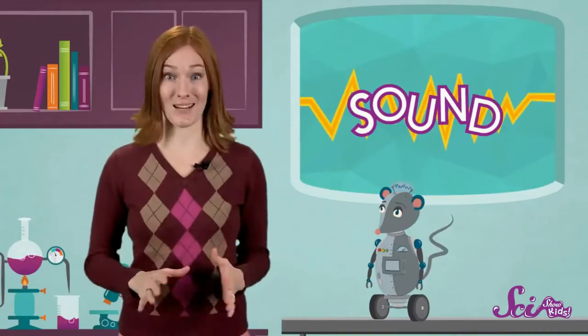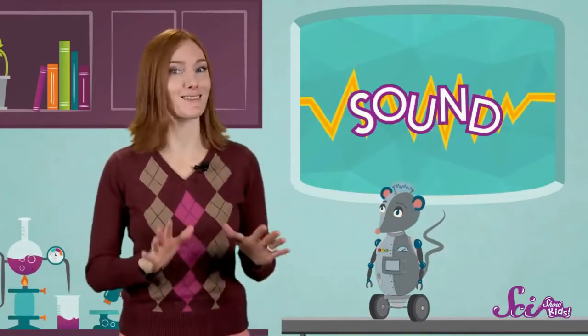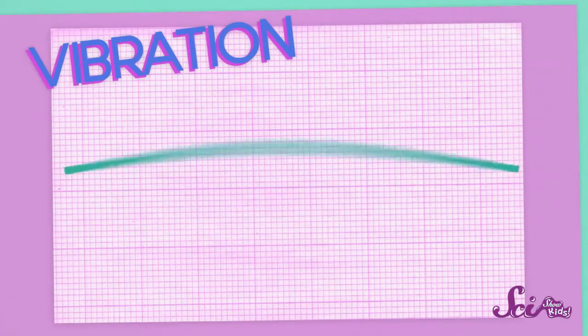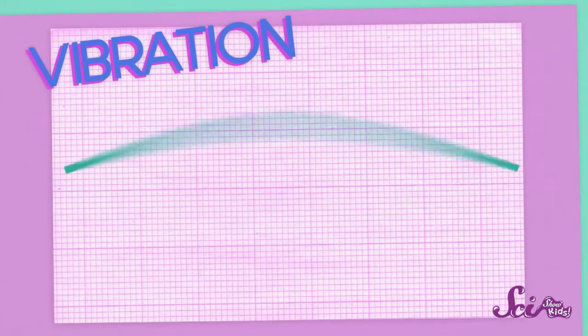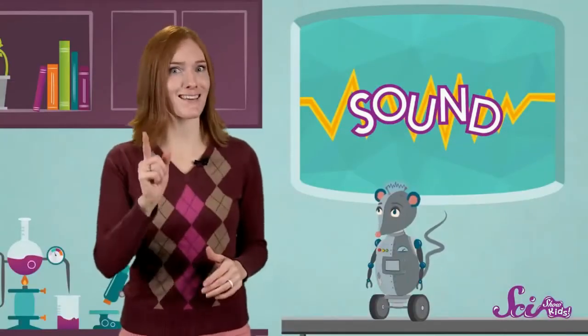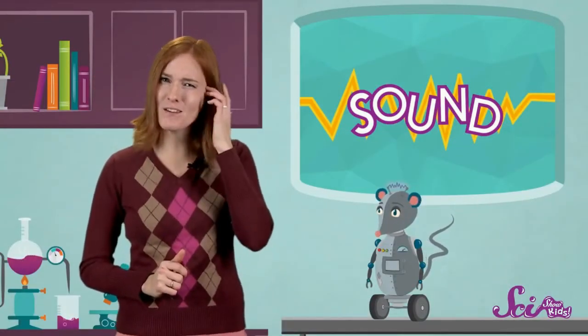It doesn't matter what makes a sound though. All sounds are made the same way, through vibrations. When something vibrates, it moves back and forth really fast. So fast, in fact, that our eyes often can't see it moving. But other parts of our body can sense vibrations. And I bet you know what parts those are. That's right, our ears.